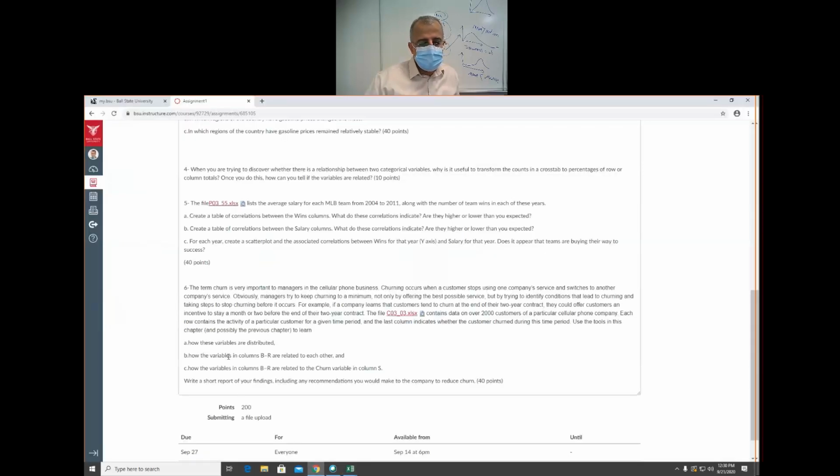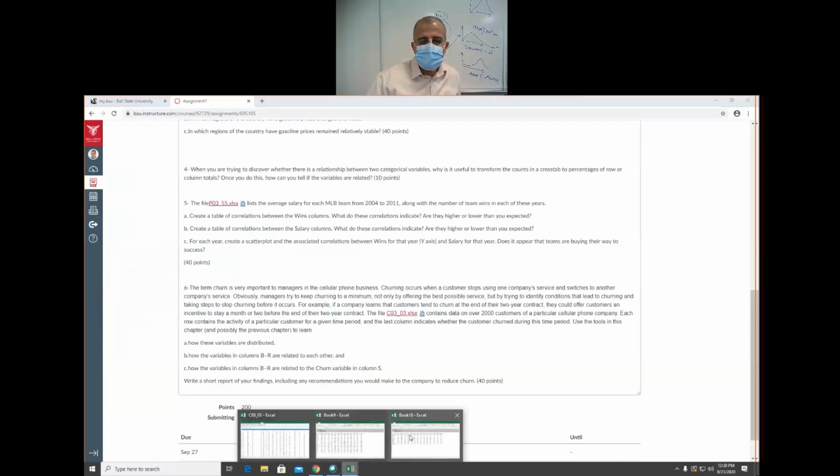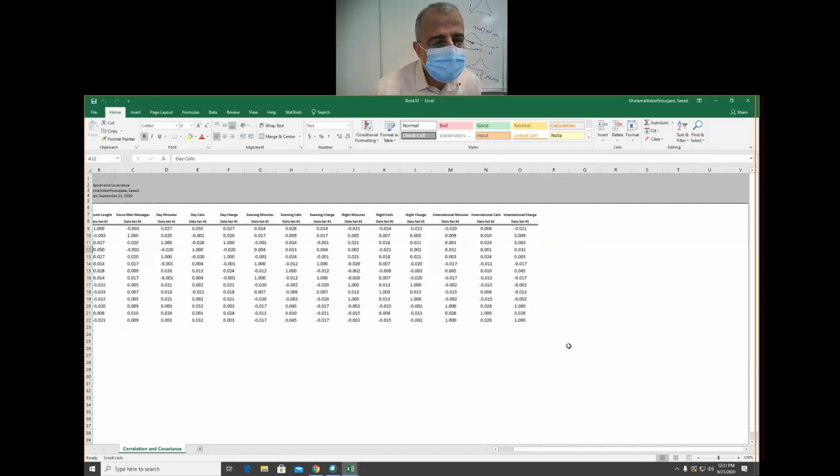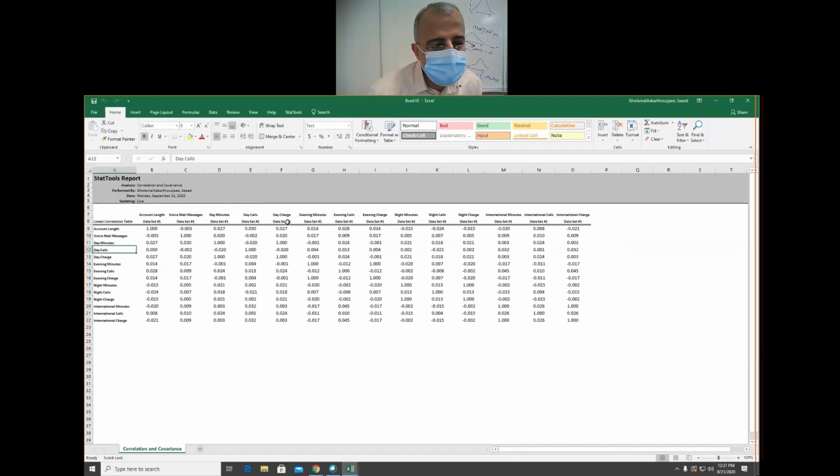For the second one, how the variables in columns B and R are related to each other. From this table, we can check if they are related. For example, between day call and day charge. Day call, where is the day charge? This one. There is no relationship. Day call and day charge. Correlation is 0.02.